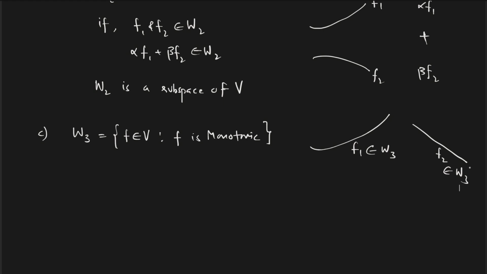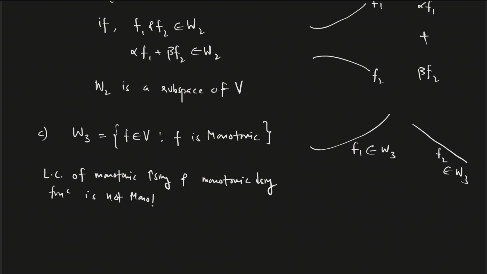We know that a linear combination of two monotonically increasing functions is also monotonically increasing. A linear combination of two monotonically decreasing functions is also monotonically decreasing. But a linear combination of a monotonically increasing and a monotonically decreasing function is not monotonic. That is, a linear combination of a monotonic increasing and a monotonic decreasing function is not monotonic. All right.